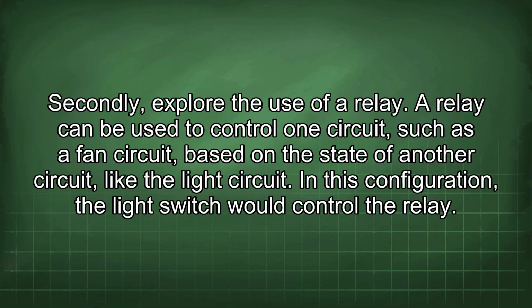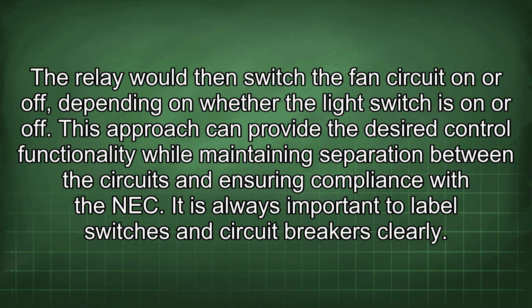Secondly, explore the use of a relay. A relay can be used to control one circuit, such as a fan circuit, based on the state of another circuit, like the light circuit. In this configuration, the light switch would control the relay. The relay would then switch the fan circuit on or off, depending on whether the light switch is on or off.